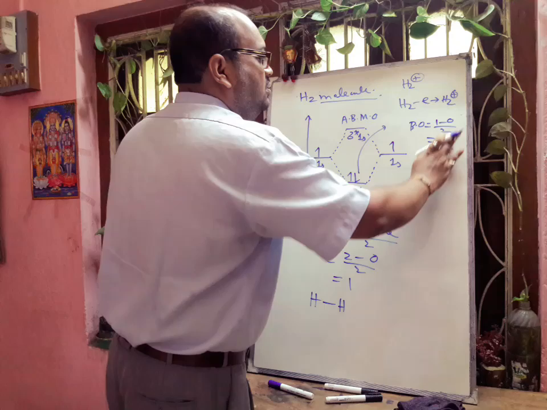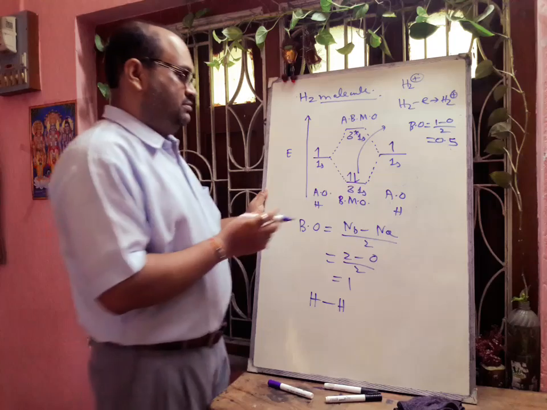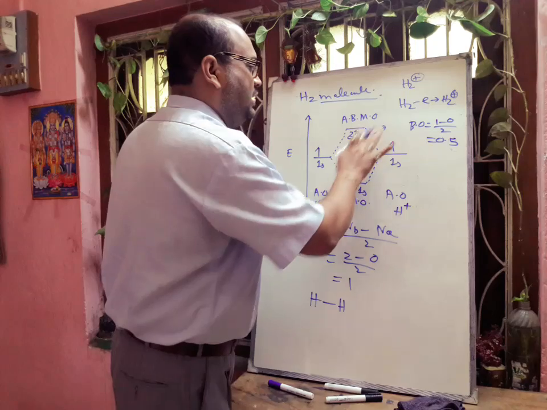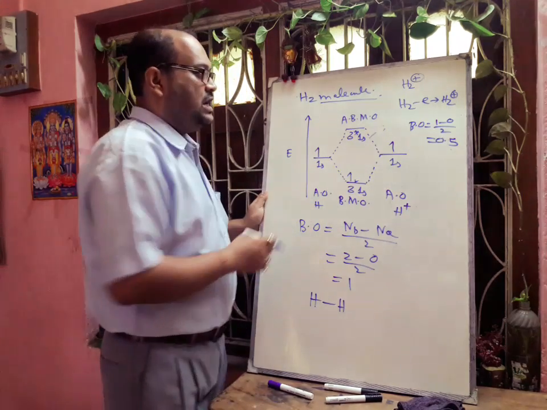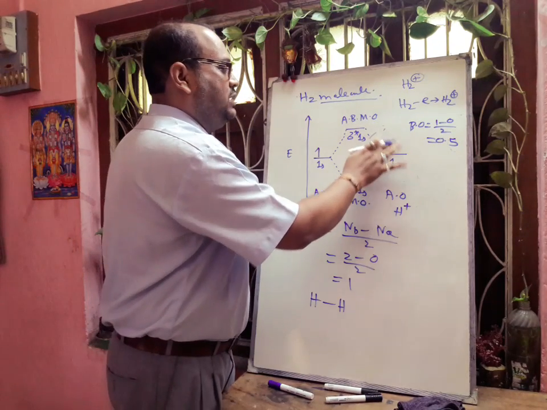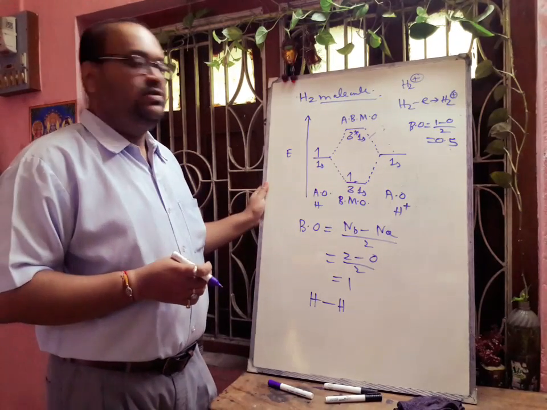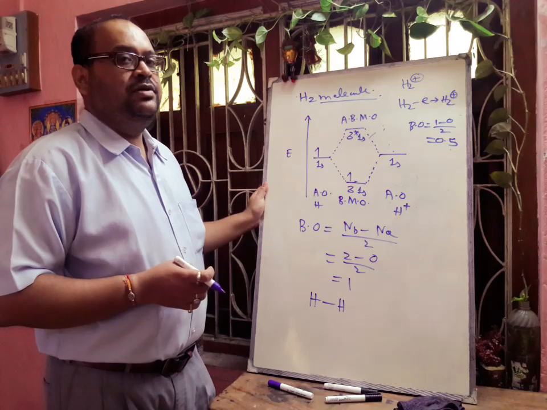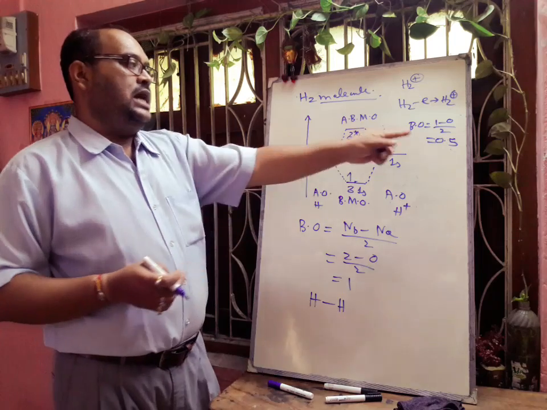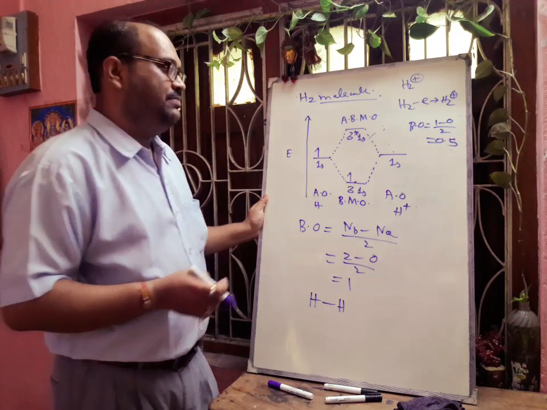So definitely H2 plus will exist, and in case of H2 plus, there will be one H and another H plus. So there will be only one electron at the sigma 1s level. So this is the MO diagram of H2 plus. There will be only one electron, and what will be the nature? This will be paramagnetic because of the presence of one unpaired electron. And here, as the bond order is 0.5, definitely it will exist, but at high temperature.